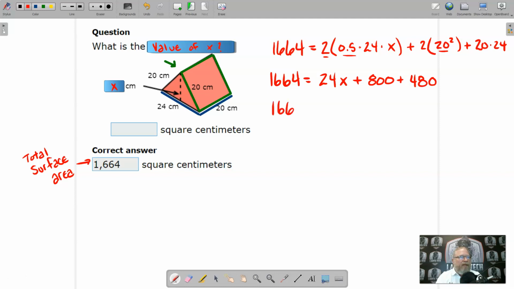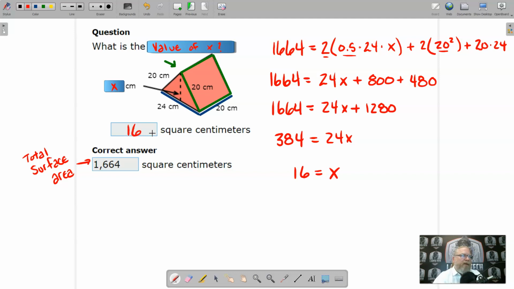So let's bring down the 1664 and bring down our 24x. Let's add our 800 and our 480. That'd be 1280, right? Plus 1280. And now we're going to go ahead and subtract 1280 from each side, leave me with 24x and 1664. We're going to subtract from that 1280, and that's going to give us 384. And then divide both sides by 24 would give us an x on the right, and 384 divided by 24, please give me the right answer. Indeed, it is 16. And I remember that that was the correct height for that particular problem.